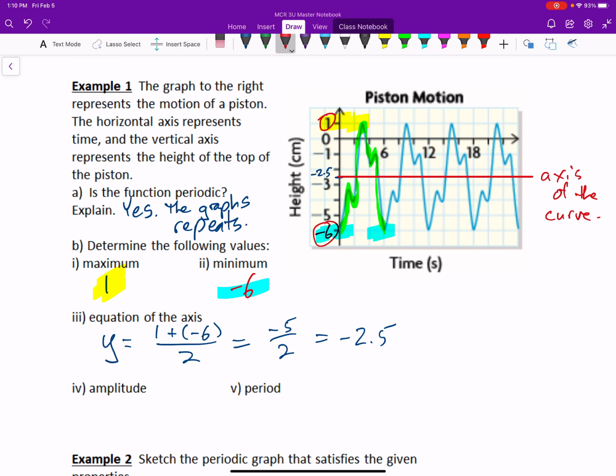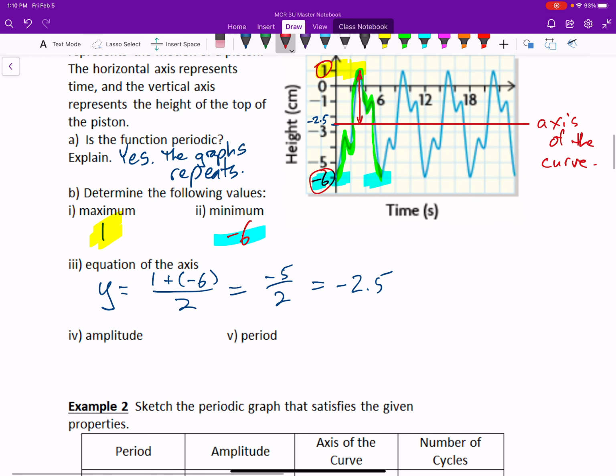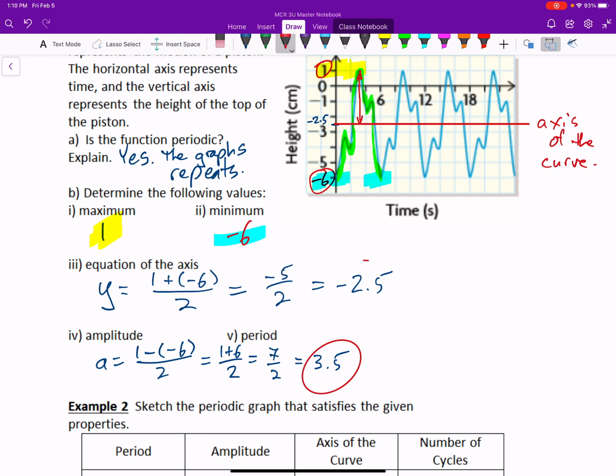The amplitude is going to be the distance from the axis to the max or to the min. And so I can just look at it. I could count the units, 1, 2, 3.5 units. Or, if I wanted to, I could use the formula. Amplitude equals the max minus the min, so 1 minus -6 over 2. Simplify that. That becomes 1 plus 6 over 2, which equals 7 over 2, which equals 3.5, which is what I just got by counting, but it's another way of getting it.